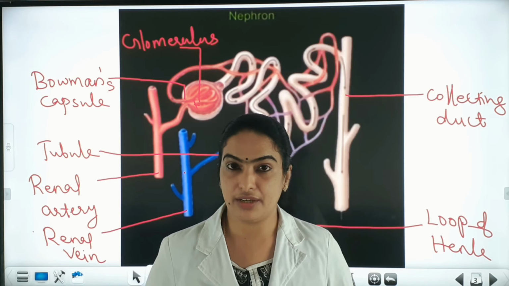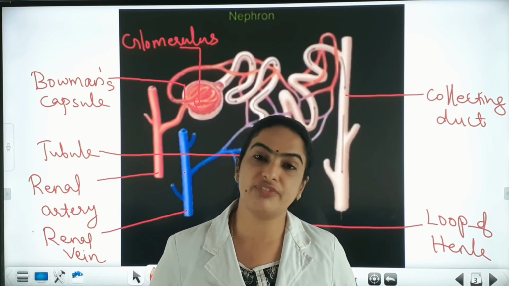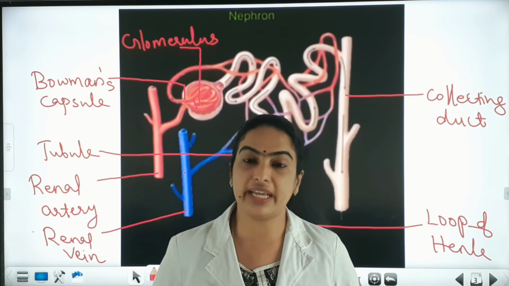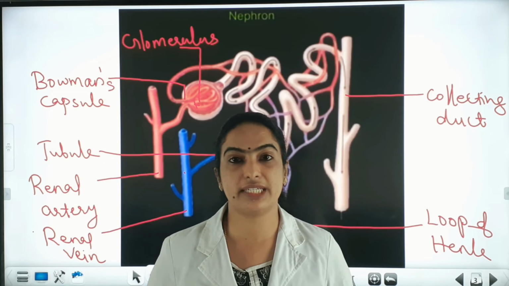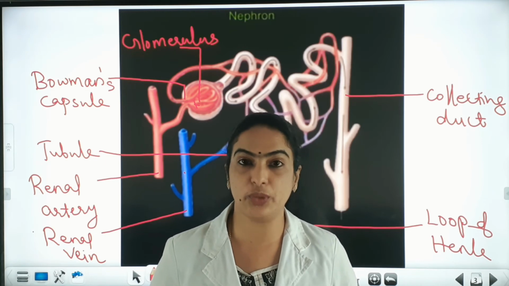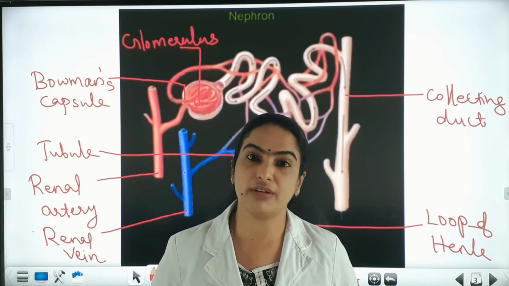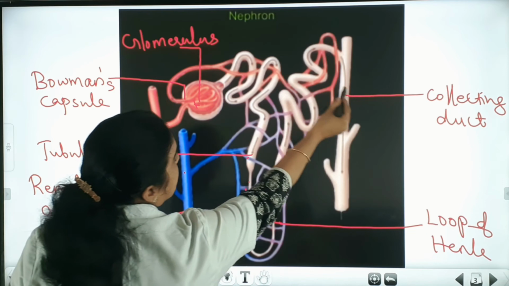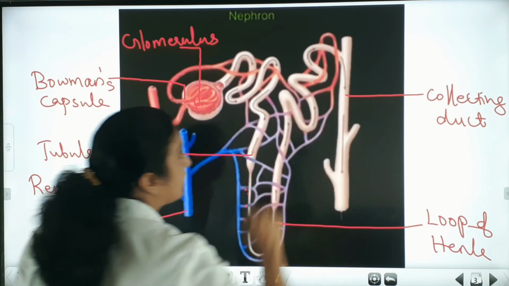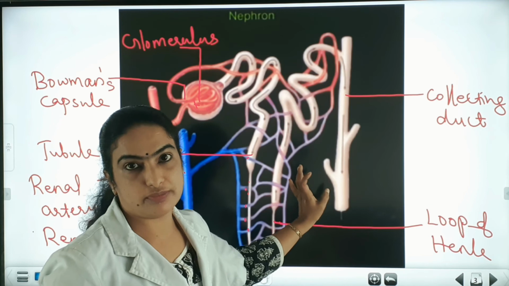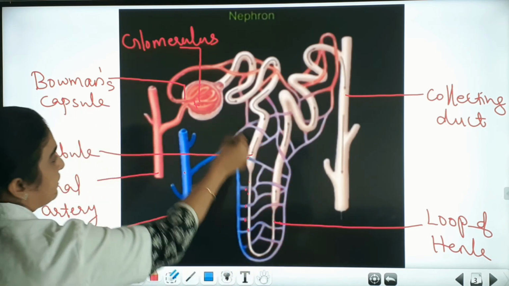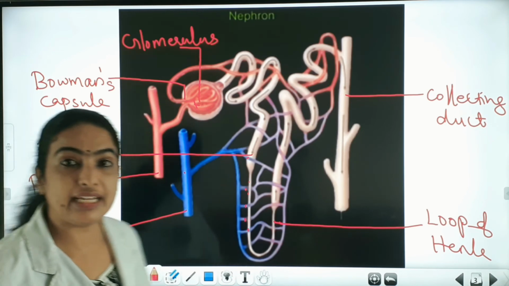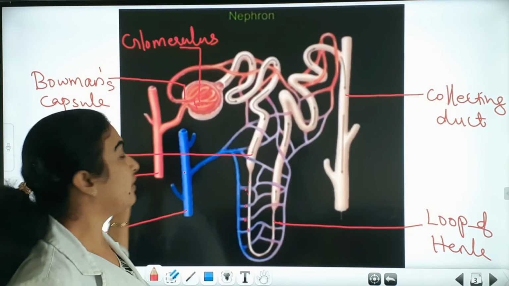Is it clear? So, the filtrate consists of useful substances which are reabsorbed by the tubule, and the remaining excess water along with the nitrogenous waste left behind in the tubule forms a yellowish liquid called urine. And that urine moves towards the collecting duct. So the collecting duct collects the urine from the tubule. And after filtration, the blood is carried by the renal vein. So the cleaned blood is passed through the renal vein.